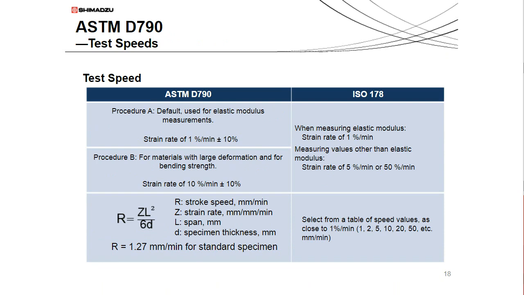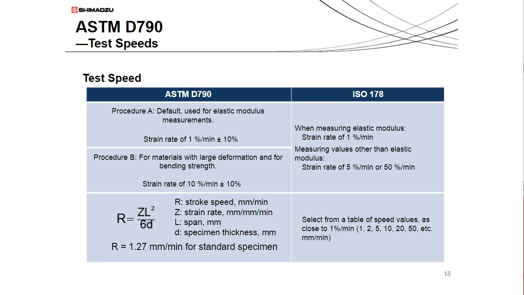So first off, ASTM D790 provides two different procedures, A and B. The default is procedure A, and it's recommended for elastic modulus determination at a strain rate of 1% per minute, plus or minus 10%. For materials with large deformations, a faster test speed of 10% per minute can be used. However, it's important to note that ASTM D790 claims that it's only valid up to 5% strain, at which point you can't be certain if the forces acting on the sample are purely bending forces or if other forces such as shear are acting on the sample.